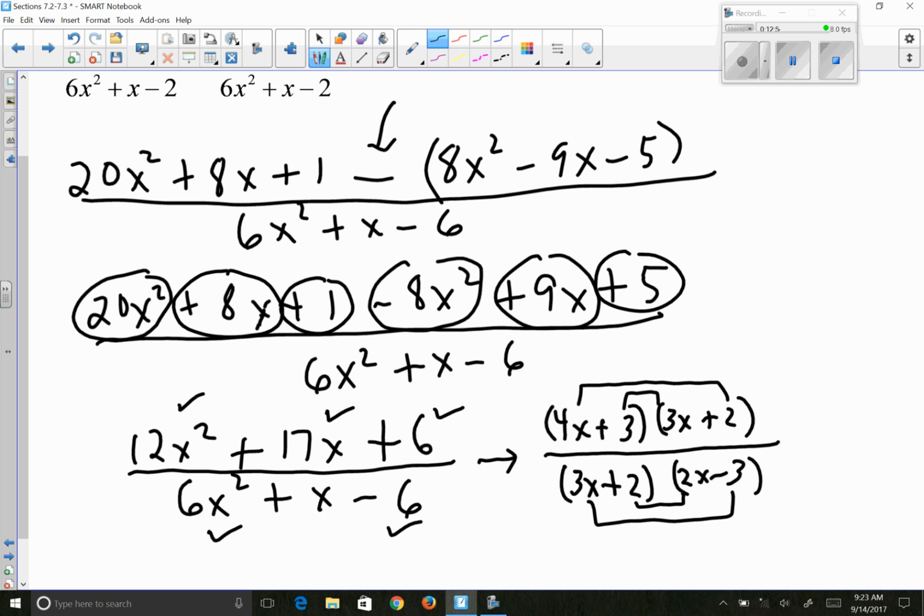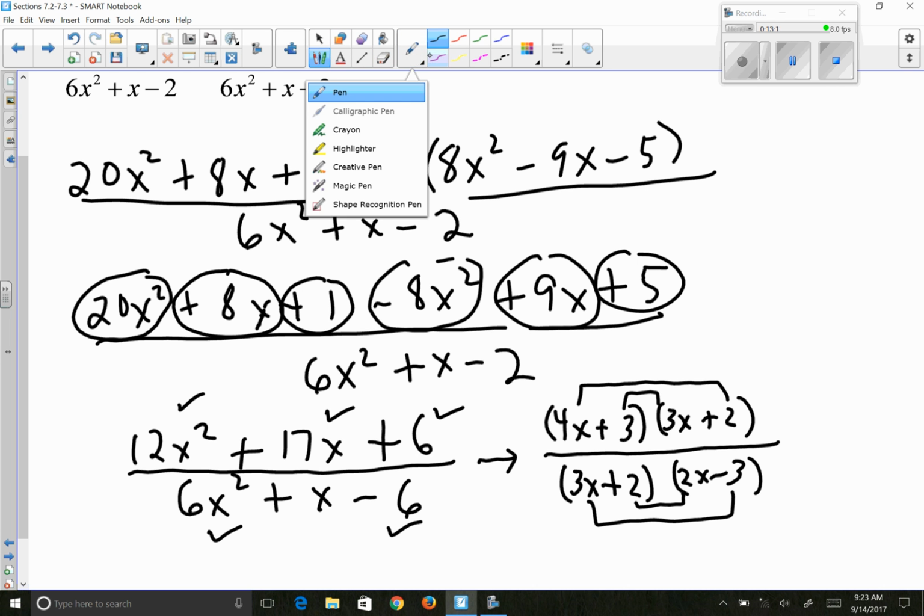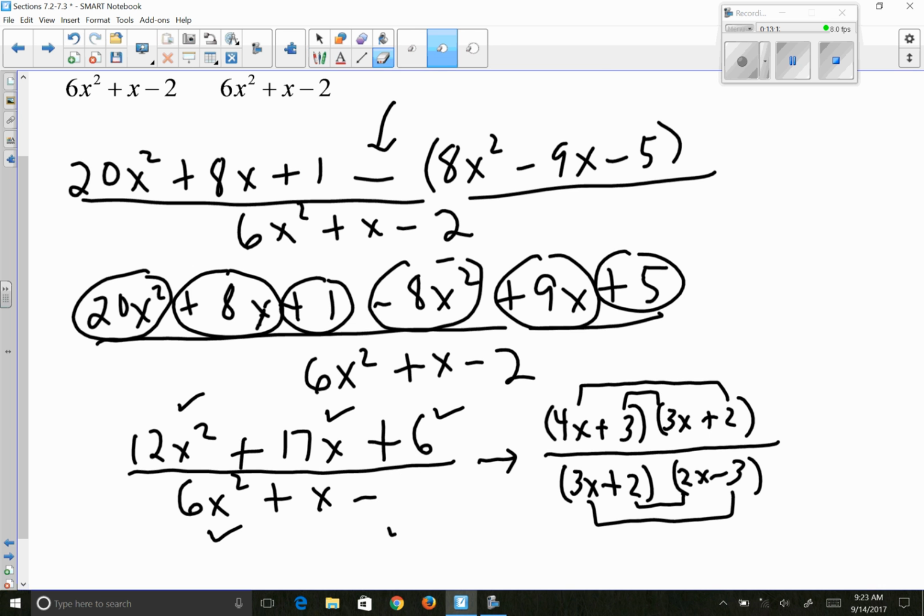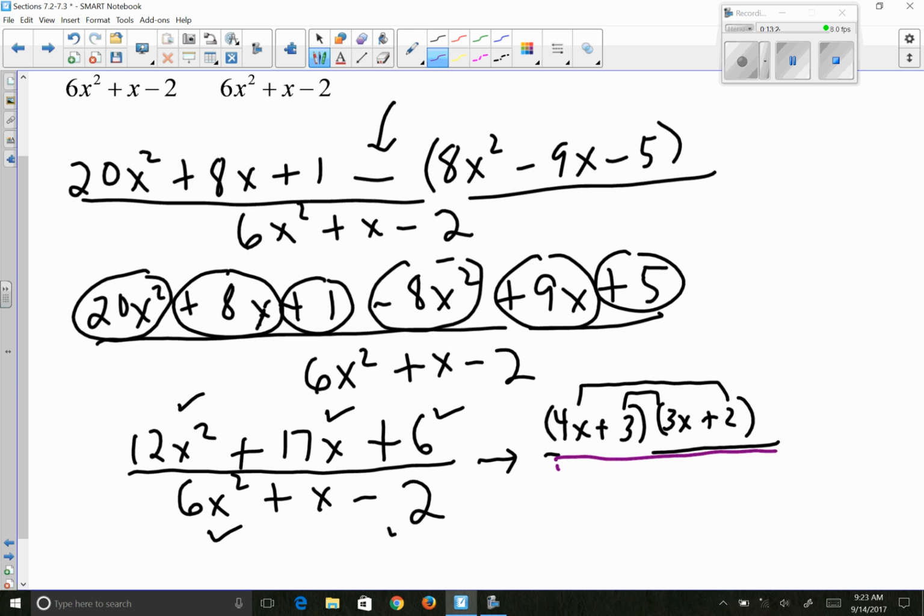Okay. So I made a mistake copying the question. This is supposed to be a 2. Sorry about that. Which means this is supposed to be a 2. And that means this is supposed to be a 2. And then this can be factored after all. Everything else is okay now.